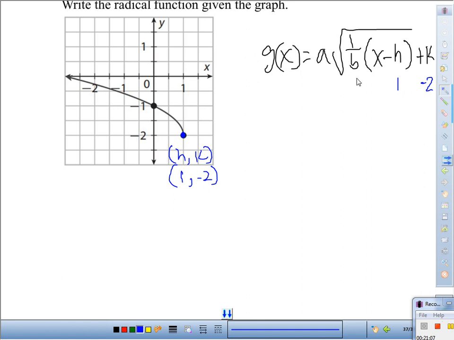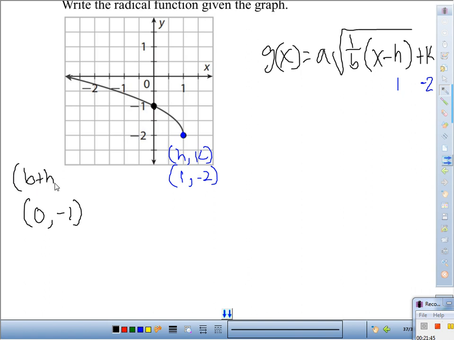So what does that leave us with? A and b. To identify a and b, I need to choose another point. Do we have another point given? Yeah, this one. So what is that point? That point given is 0 for x and negative 1 for y, or g of x. Now that I have that, who remembers the two parts to solving for a and b? Who remembers? Very good.